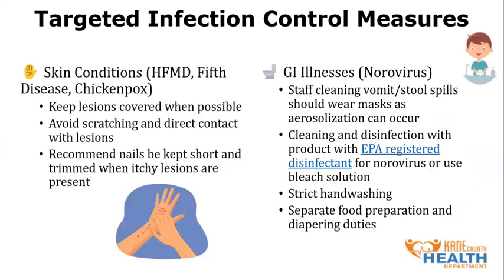In addition to general prevention, some illnesses require more targeted measures. For skin conditions like hand, foot, and mouth disease, fifth disease, and chickenpox, keep lesions covered, avoid scratching in direct contact with the lesions, and it is recommended for nails to be kept short and trimmed when these lesions are present. For GI illnesses like norovirus, staff should wear masks when cleaning vomit, stool spills due to possible aerosolization.